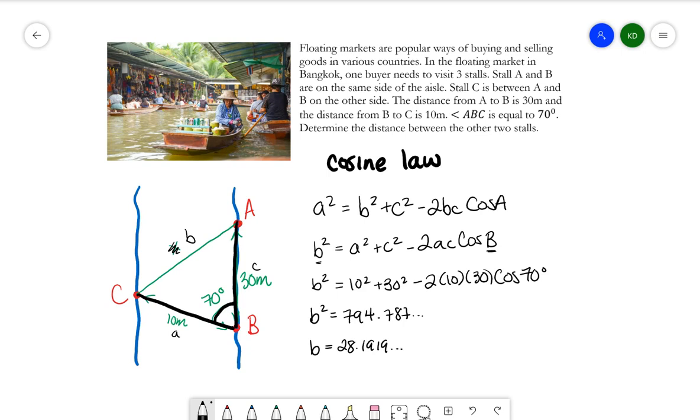28.1919. And does it ask us to round? It doesn't. So I'm just going to leave my answer unrounded. And the distance between stall A and stall C is 28.1919 meters. Let's try another example.